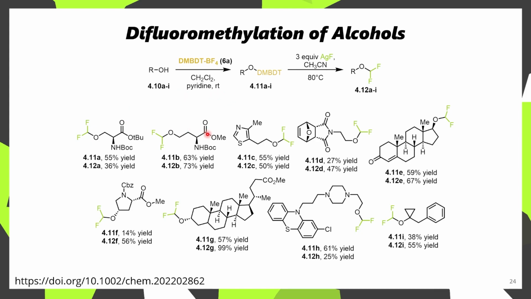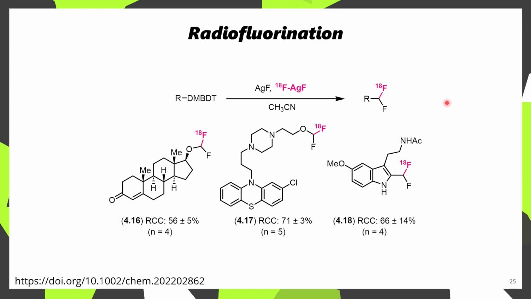This worked on amino acid derivatives as well as some more complex compounds, demonstrating that difluoromethylation of alcohols could be accomplished using silver fluoride. We also demonstrated that radiofluorination could be done in a carrier-added manner. Carrier-added radiofluorination just means that 19F silver fluoride is used as the predominant source of silver fluoride, along with some 18F radio-labeled silver fluoride added into it. And then you compare the relative 18F abundance in the product compared to whatever unreacted 18F you had to begin with.